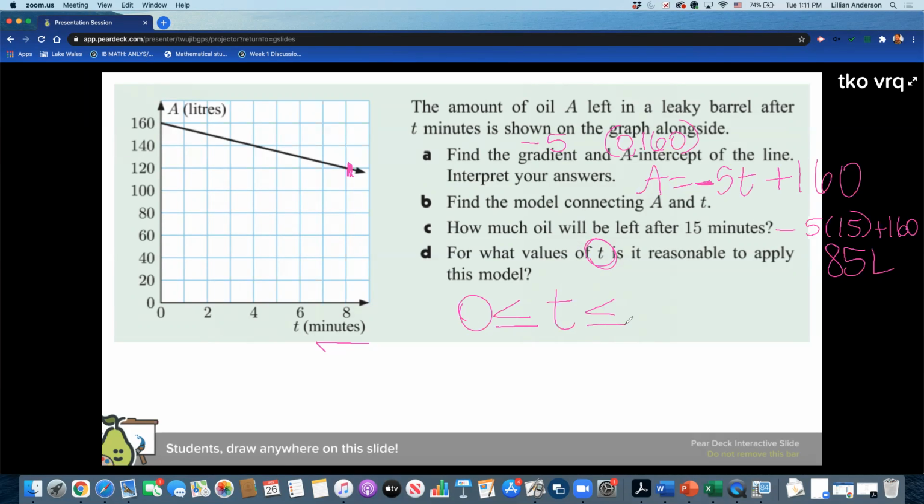What's the time at the end? 36. And you got 36 how? I divided 160 by 5. Mm-hmm. That was how many minutes it would take for it to run out. Exactly. You could also set our equation, which is essentially the same thing, equal to 0, because then here would be 0 liters of oil, and then we can solve there as well. Questions on this? Online, we good? I'm good.